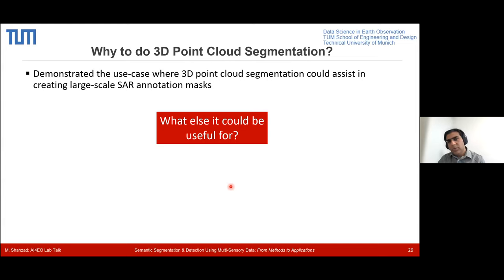So I showed you one particular example where we could use 3D segmentation. If we extract the building points in TomoSAR points, we could use them to create large scale annotation masks. So what else could it be useful for? I'll show you two use cases, two examples of my work, both related to 3D object reconstruction, one in the urban environment and one in the vegetation environment.